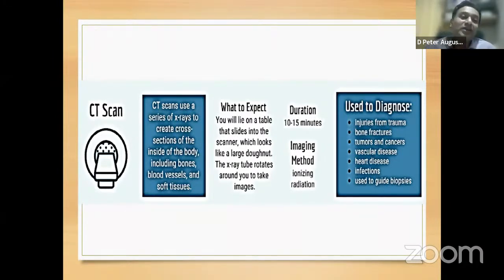Okay, fine. It uses a series of X-rays to create cross sections of the inside of the body, including bones, blood vessels, and soft tissues. We know that it is used for injuries from trauma, bone fractures, tumors and cancers, vascular disease, heart disease, infection, all these things. When you talk about injuries from trauma, it is not only physical trauma, it is also happening because of mental trauma. Please keep this in mind when you do the research, because clinically, physical trauma and mental trauma are different. So we have to look at that case.